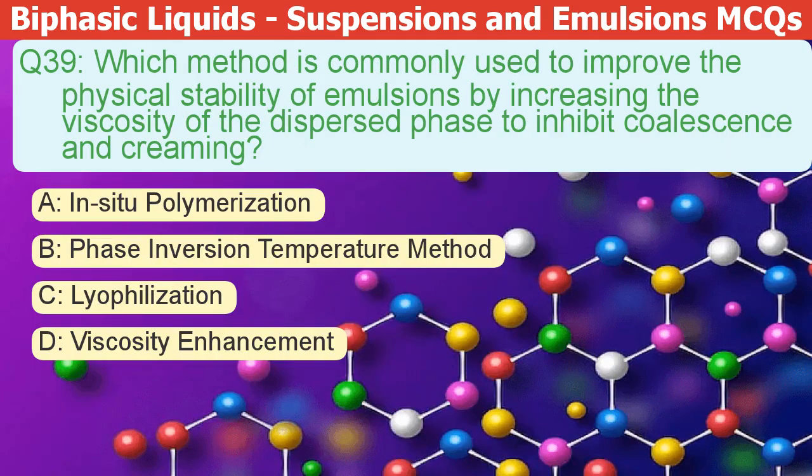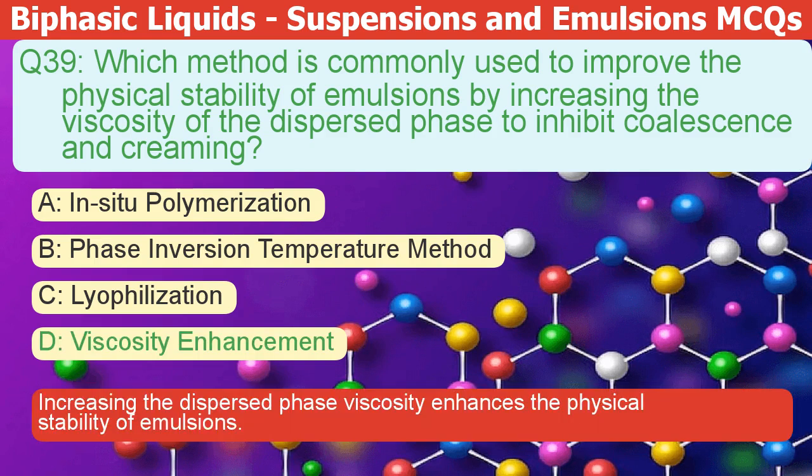Which method is commonly used to improve the physical stability of emulsions by increasing the viscosity of the dispersed phase to inhibit coalescence and creaming? A. In situ polymerization. B. Phase inversion temperature method. C. Lyophilization. D. Viscosity enhancement. The correct answer is D. Increasing the dispersed phase viscosity enhances the physical stability of emulsions.